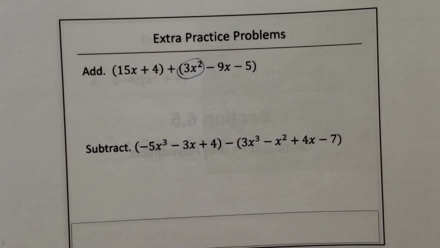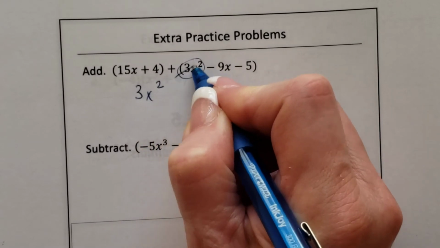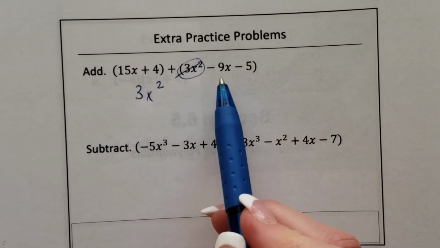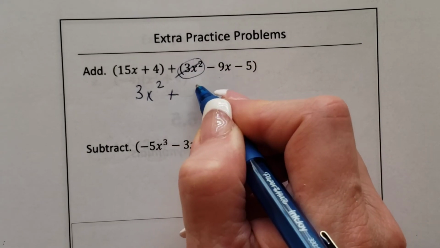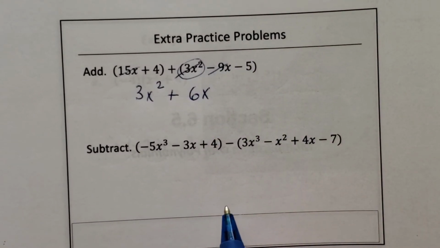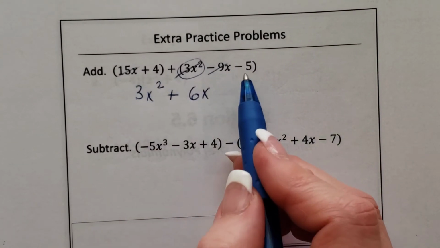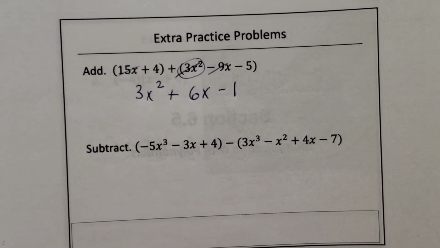Adding, there's nothing to change. So I'm going to start with 3x to the second. I'm going to combine 15x minus 9x. So I get, what is that, 6x. And then 4 combined with negative 5 is minus 1. I'm done with that one.